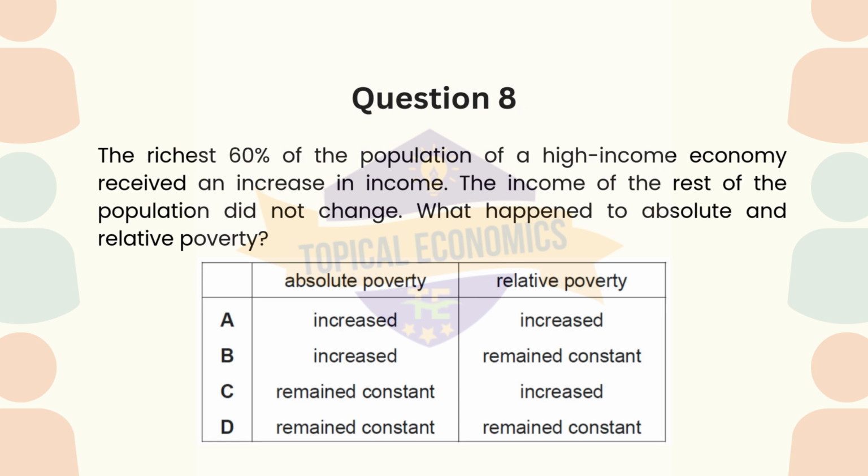Coming to relative poverty, this measures income in relation to others within the society. As the 60% richest saw an increase in income, the gap between them and the rest of the population widened. This means relative poverty increased because more individuals fall further behind in comparison to the wealthier group. So this option C is correct. Again, option D is incorrect because absolute poverty remained constant but relative poverty increased. So the correct answer for this question is option C.